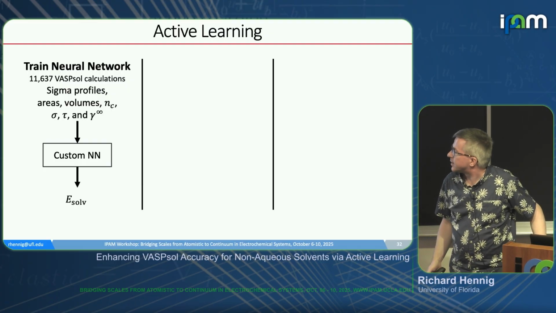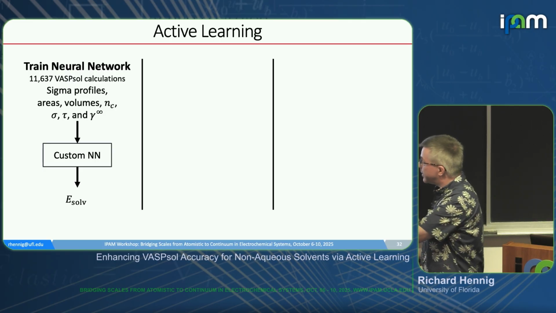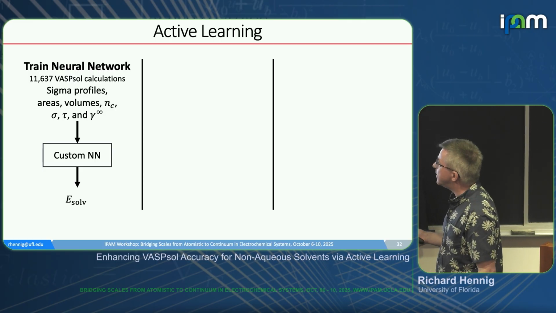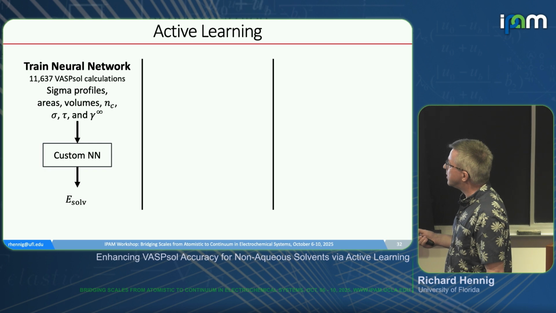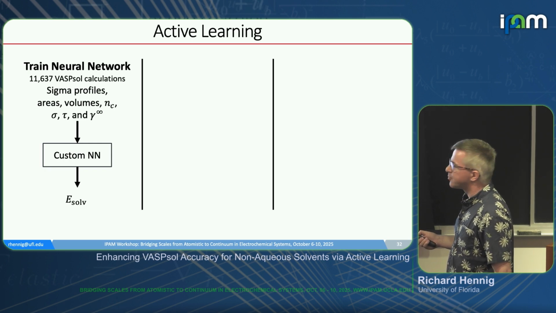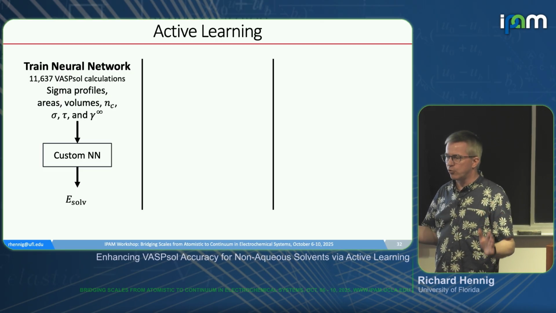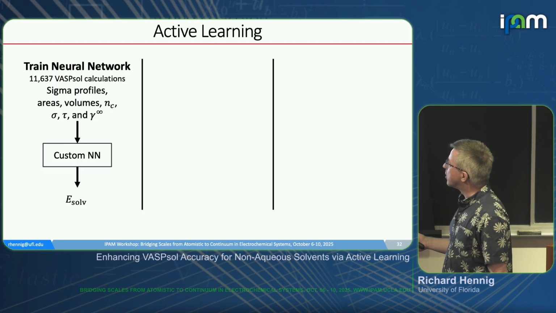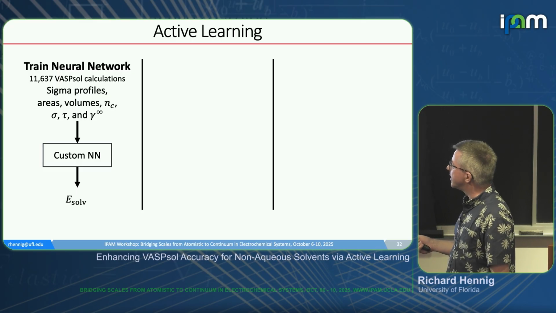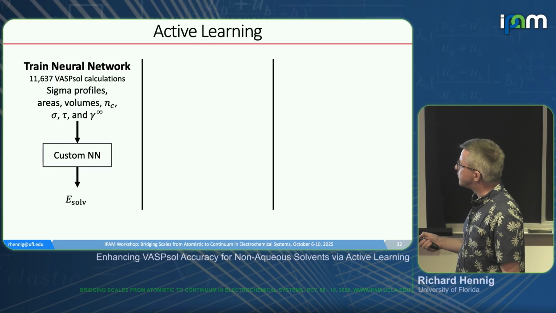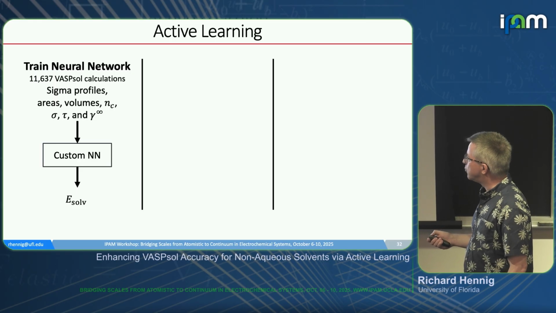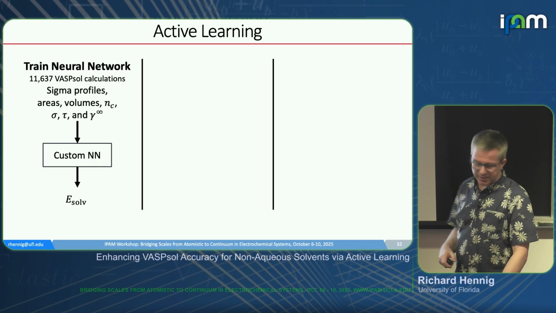Good, I think that's perfect. So we start with what we had in the Nelder-Mead and in the direct grid search, about a little over 11,000 VASPsol calculations done already. So we start with that. That's our very first step for doing our active learning. We have the sigma profiles for everything, our VASPsol parameters, which we chose here, and the infinite dilution constant. And we're going to do our custom neural network run to predict these errors.